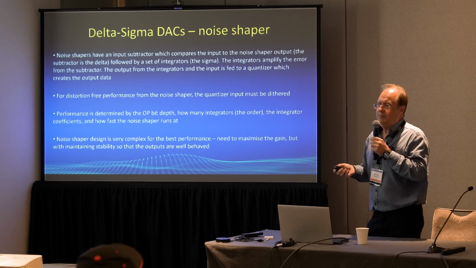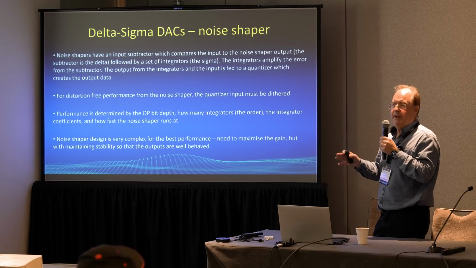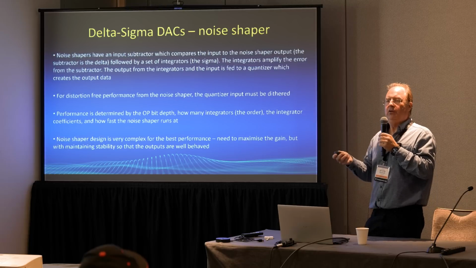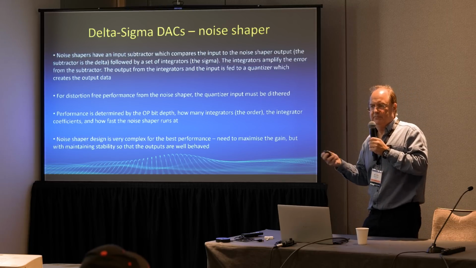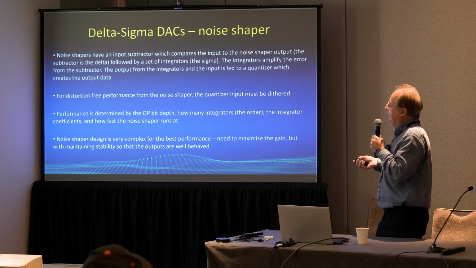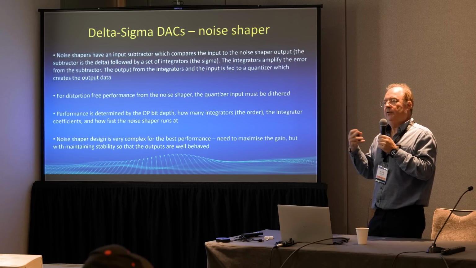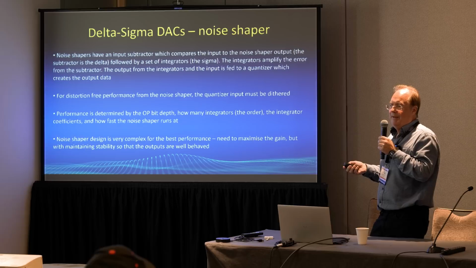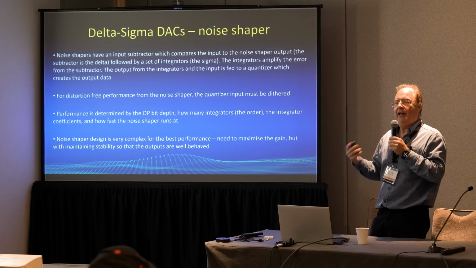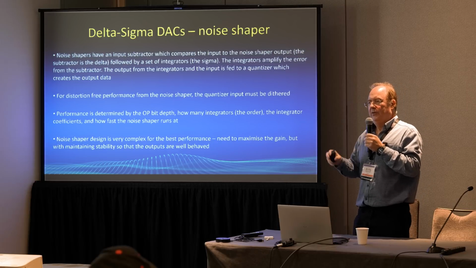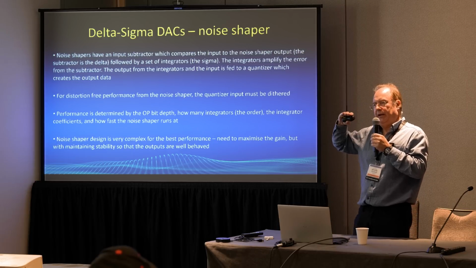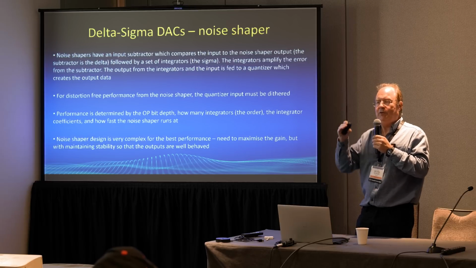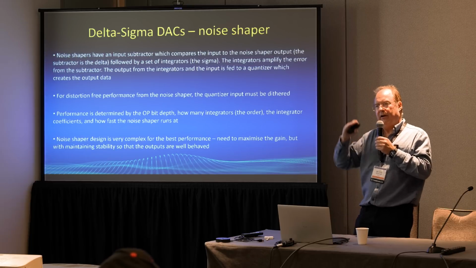Performance of the system is determined by the output bit depth, the number of switches that you've got, how many integrators you've got. That's called the order of the delta sigma modulator. And the integrator coefficients, because the coefficients will set the gain, and that will set the amount of feedback that you've got. And of course, most importantly, how fast the actual noise shaper is working. So if the noise shaper works very, very rapidly, going backwards and forwards, it'll get to the correct result in a much faster time, and it'll get to a much more accurate result than if it's doing it very slowly.